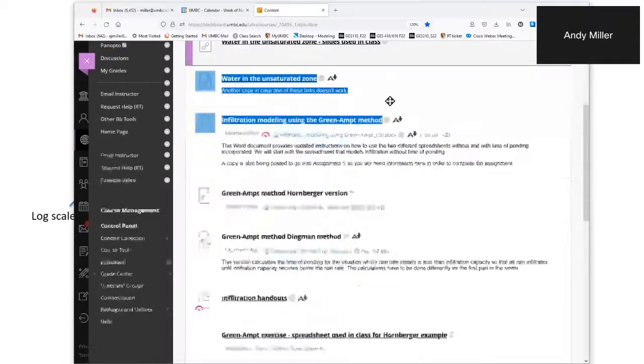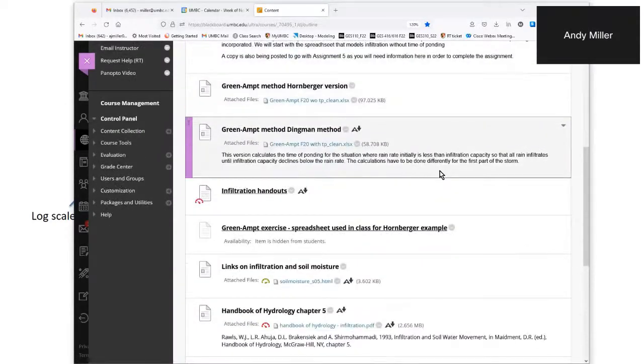Infiltration and soil moisture page, scroll down, and you'll see two spreadsheets, the Green-Ampt Method Hornberger version and the Green-Ampt Method Dingman version. I'll explain why I'm having you open two different versions. We're going to deal with this one first. If we run on the same time track as we did this morning, we will not get very far with this one, and we'll have to do it more on Monday. But the main thing is download them and have them handy so that when I start to talk about them, you can open them up and follow what I'm doing so you can see how to develop these relationships.